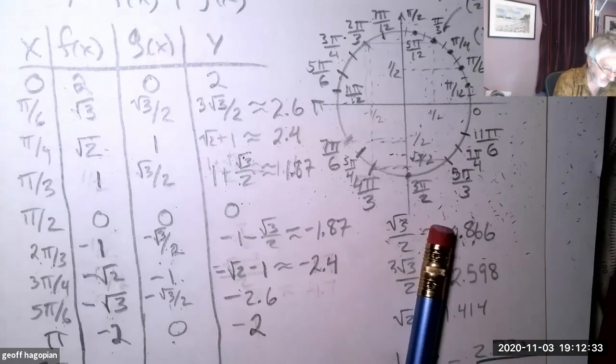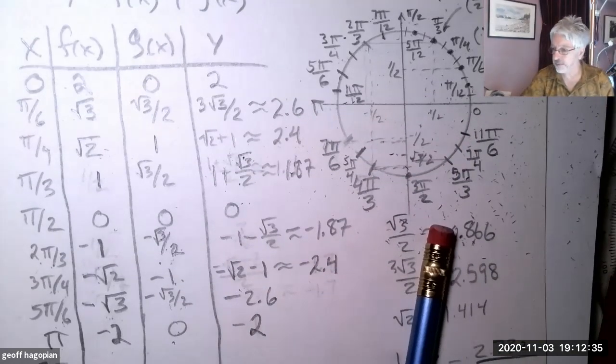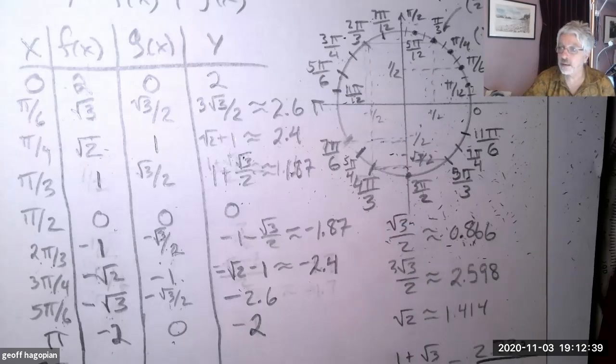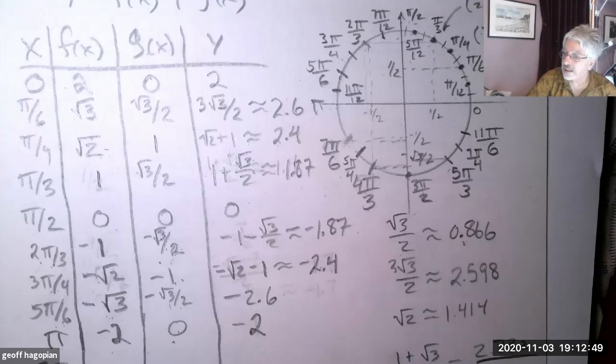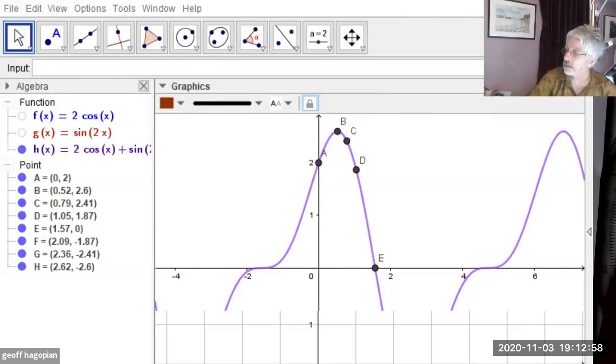And should we check? I think I have a GeoGebra thing here. File, open, and I think it's called waveform. Look at that. And are these in fact what we expect them to be?